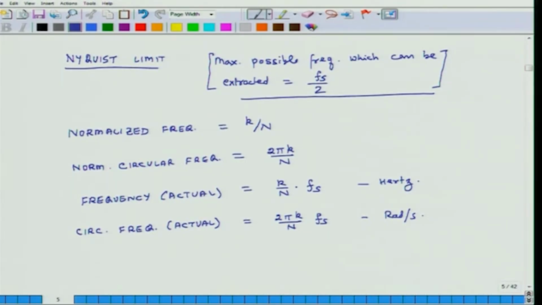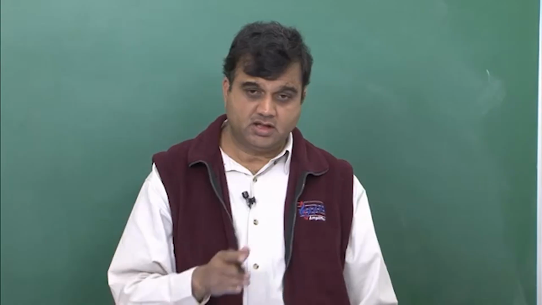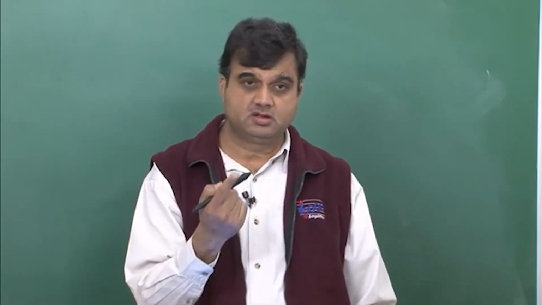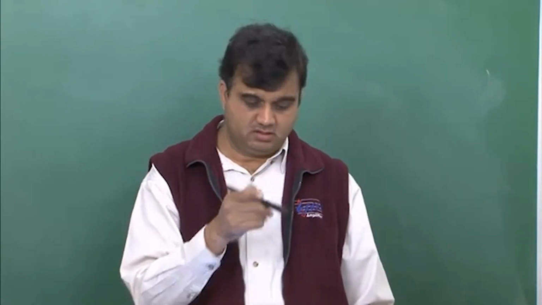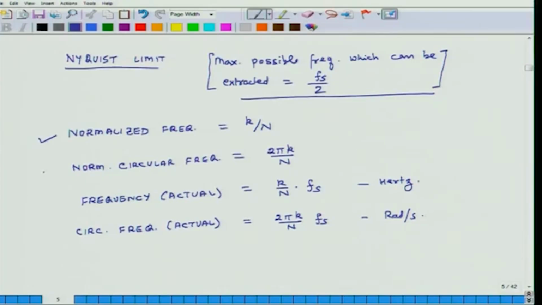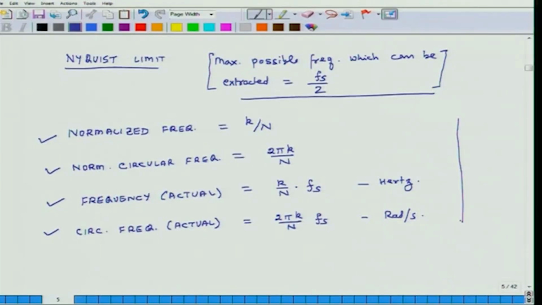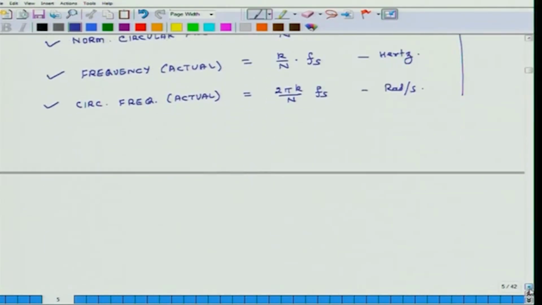So you have different values of xk, and for each value of xk there is an index which is k. The moment you know that k, you can calculate the normalized frequency, normalized circular frequency, frequency and circular frequency. You know the amplitude of that frequency, and you also know the value of that frequency using this relationship. Okay. Now let's look at this further.